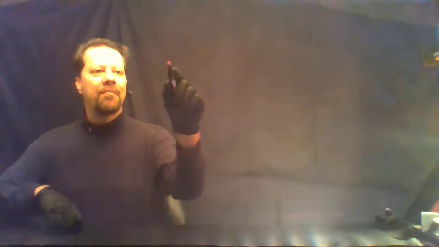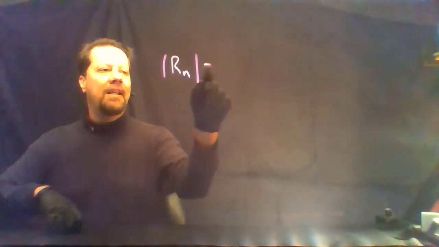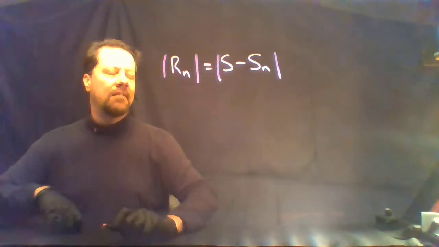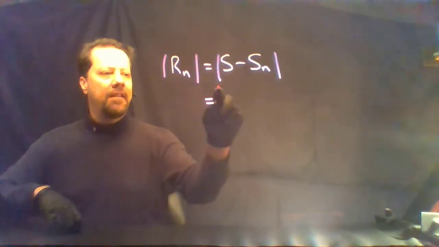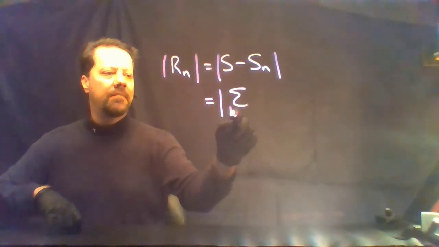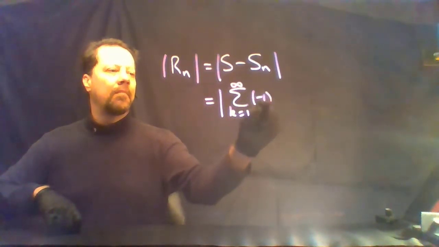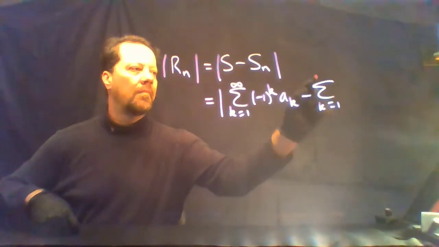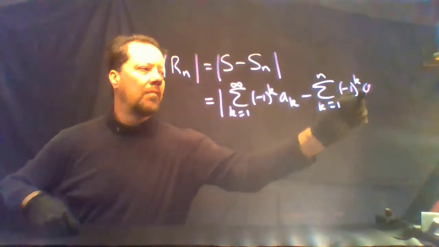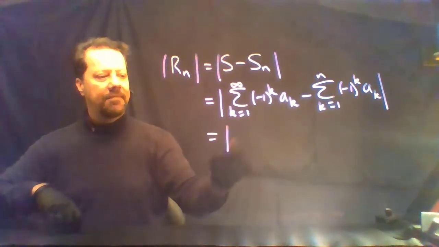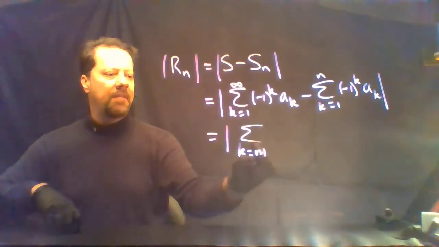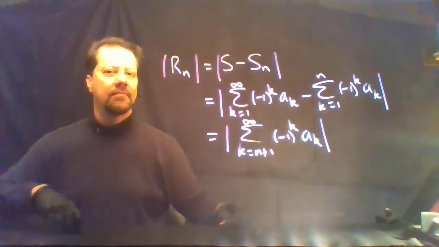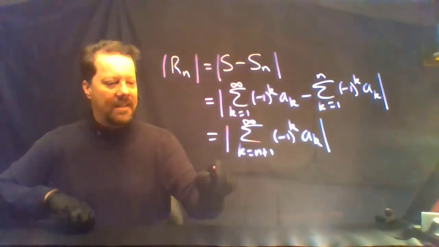Continuing with the proof, you can see that R_n is going to be the sum minus the nth partial sum, and if you keep in mind this is the total sum, and this is the nth partial sum, what you get is the sum from n plus 1 to infinity. That is equal to the following.